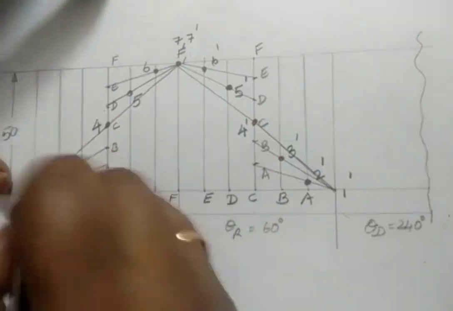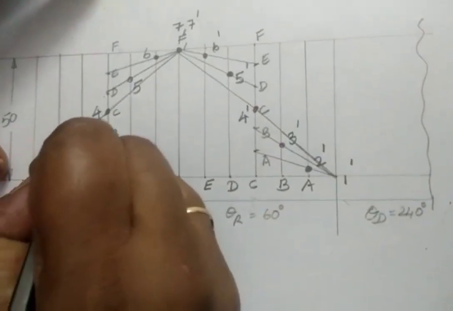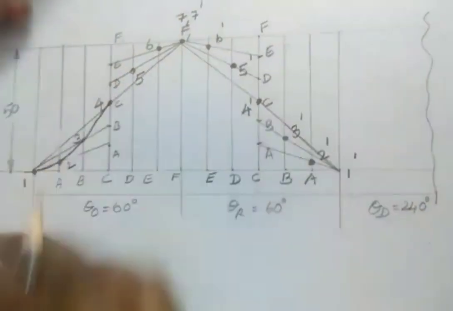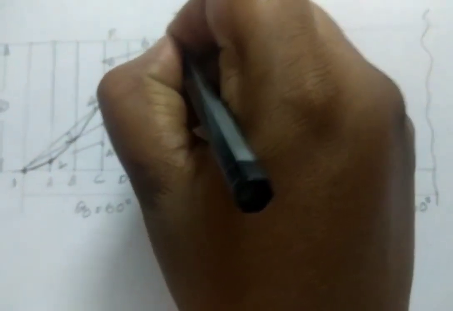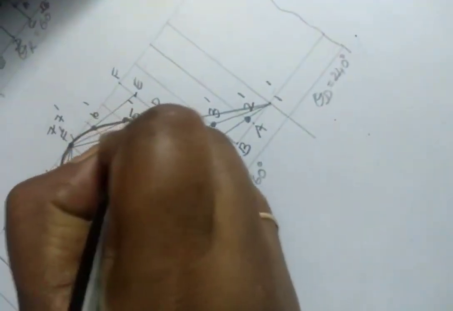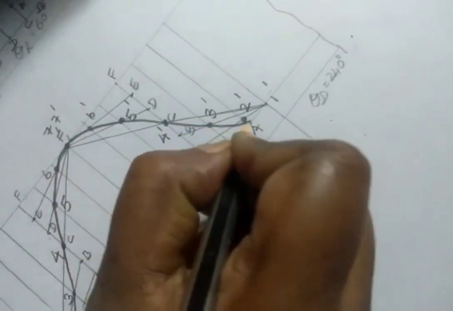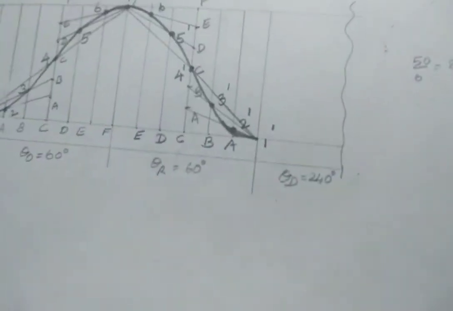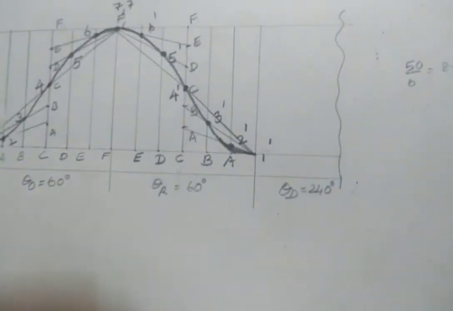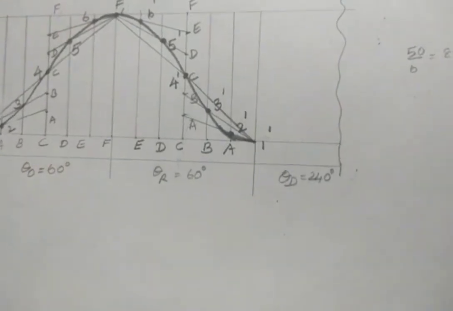So now what you have to do, simply join these as a smooth curve. 1, 2, 3, by joining this smooth curve. In uniform velocity, you would give it as a straight line. Here, it becomes a smooth curve like this. Okay, so this is your required displacement diagram for uniform acceleration and retardation.